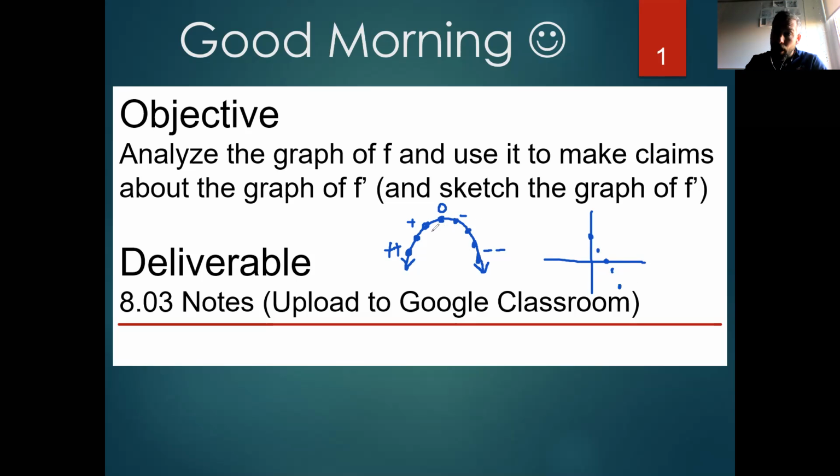So on one graph, we could actually find the slopes, and on the other graph, we can actually graph the slopes. That would be the graph of f prime, the graph of basically the slopes. And that's what we're going to be doing today, basically taking one and sketching the other based on some key characteristics. So let me clear this and let's get on to it.